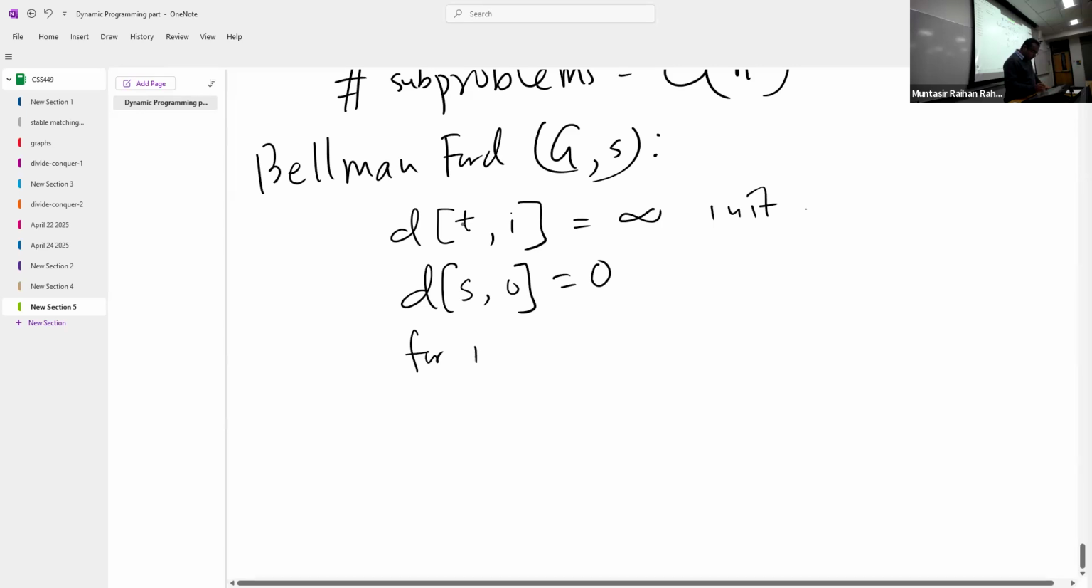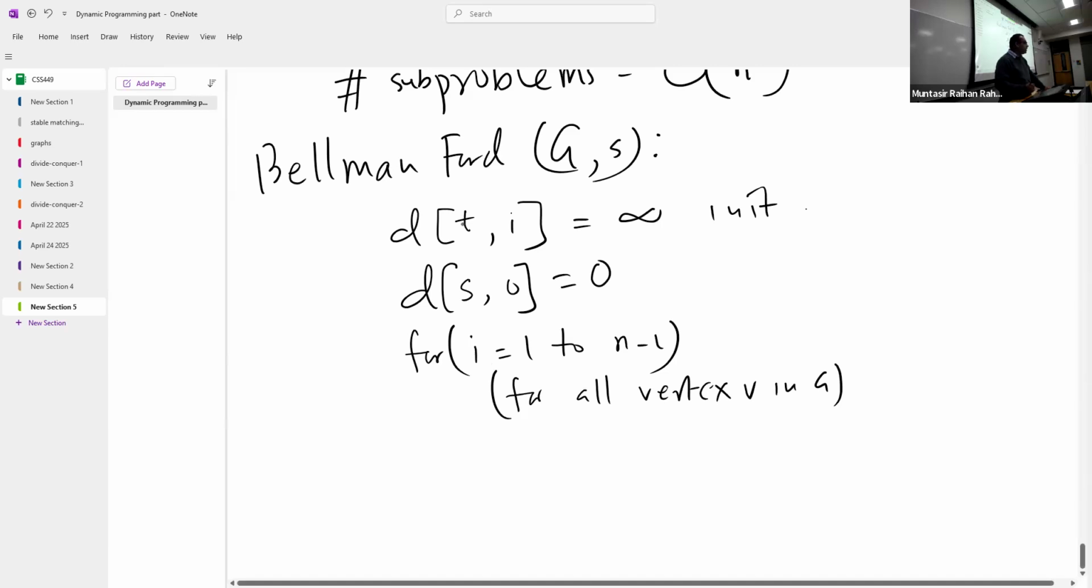So i is the hop count. So i can go from 1 to n minus 1. That's the maximum hop count. And then for all vertex v in the graph, what do we do? Now we just apply the recurrence relation, right?